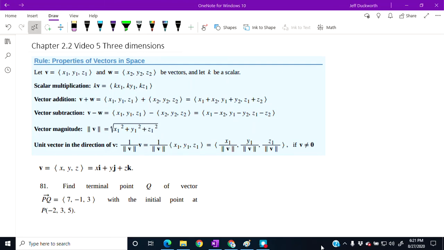And now we're going to look into vectors in 3 dimensions, or vectors in space, as it were. So here are the rules for all of the different forms of addition, subtraction, scalar multiplication, and so forth for vectors in space, or vectors in 3 dimensions. You'll notice that they're all just extensions of exactly what we did in the previous section. So scalar multiplication works the same way.